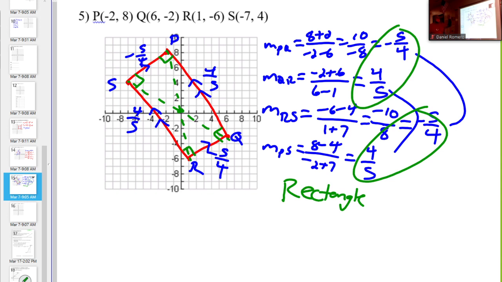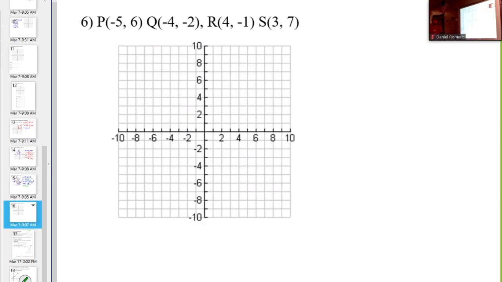Slope, the y's have to be on top. That's from back in Algebra 1. Rise over run. Y on top, x on the bottom. Alright, this is gonna be the last one like this. So negative 5, 6, negative 4, negative 2, 4, negative 1, 3, 7. Okay.